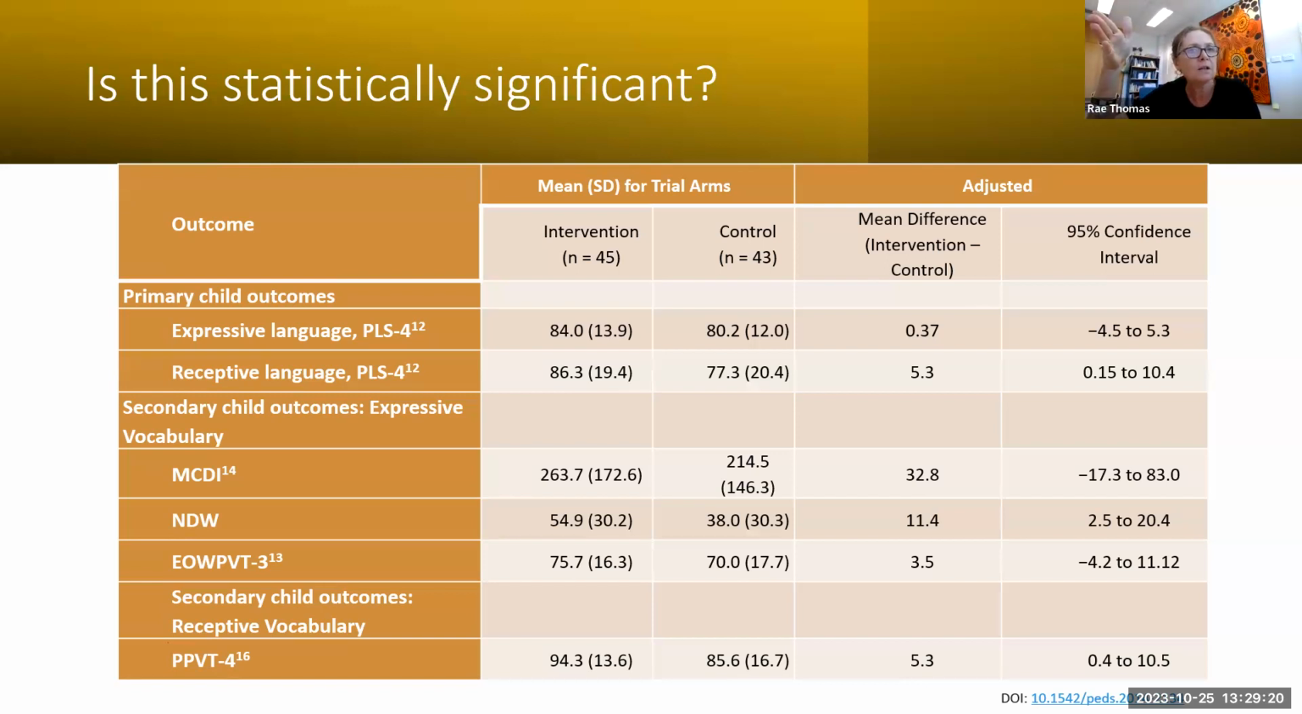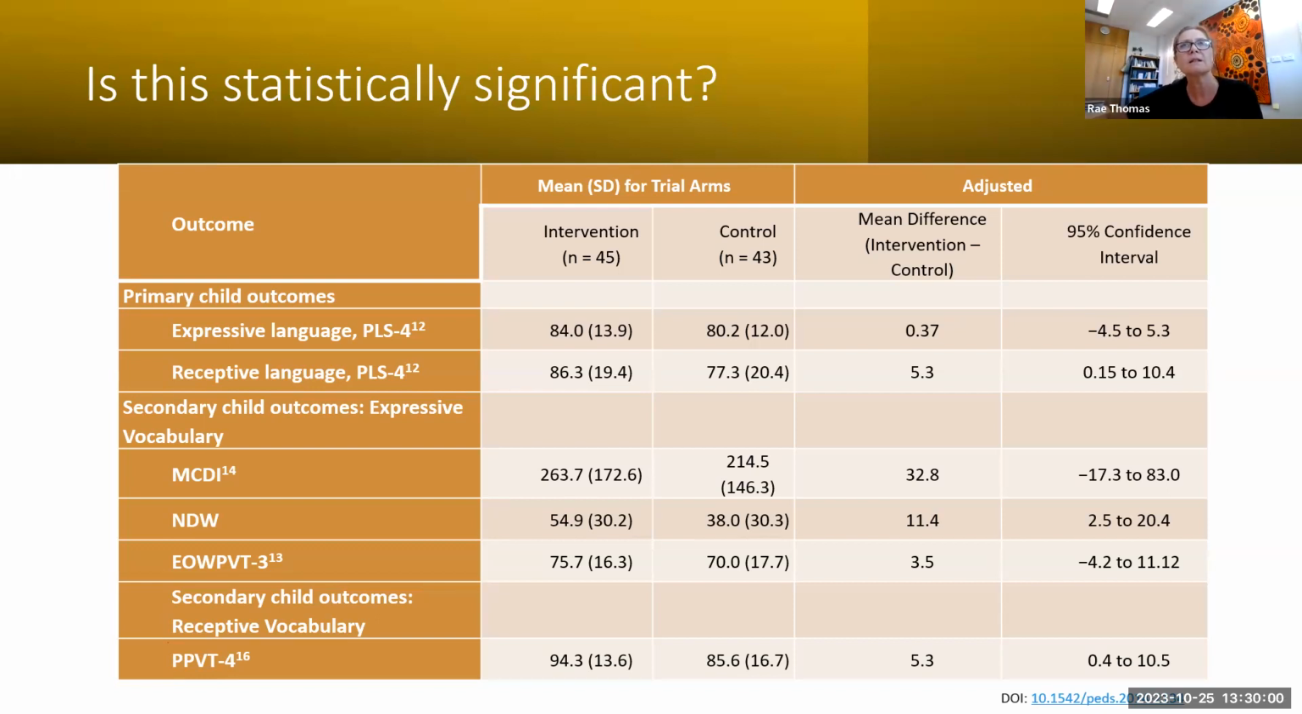So let's go to the last column here, the 95% confidence intervals. The first one, expressive language, goes from minus 4.5 to 5.3. And you told me, because it was a mean difference, I want to know if the number 0 is included within that confidence interval range. It is. So what does that mean then? That's not statistically significant. That's right.